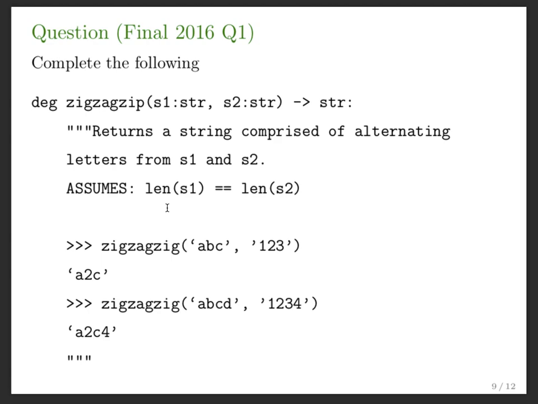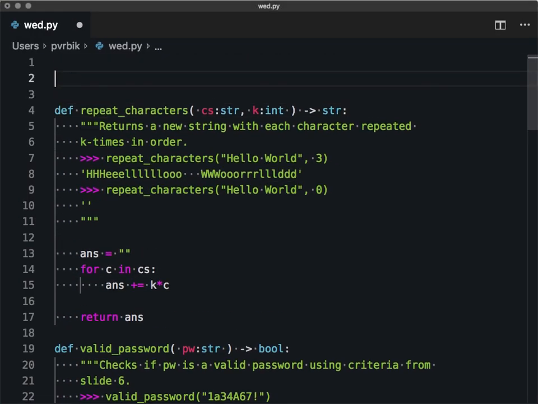And what do I want to do? Well, I want to create a new string where I take the first character from the first string, the second character from the second string, the third character from the first string, and I alternate in that manner. So zigzag zip on these 2 strings, we'll go A, then 1, then B, then 2, then C, and zigzag zip on A, B, C, D, 1, 2, 3, 4 would go A, then 1, B, then 2, then C, then 3, then D, then 4. And I hope you see what we're doing. Okay, so let's see what we can do.